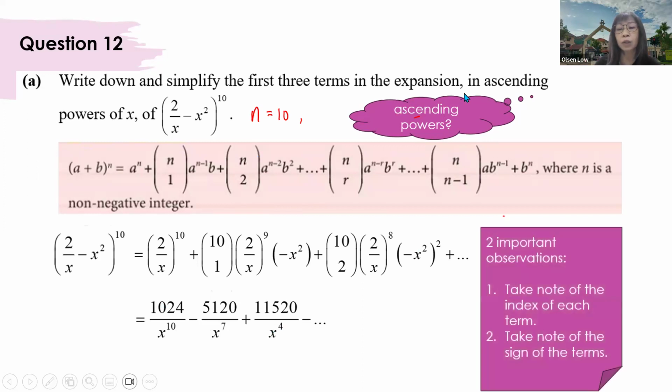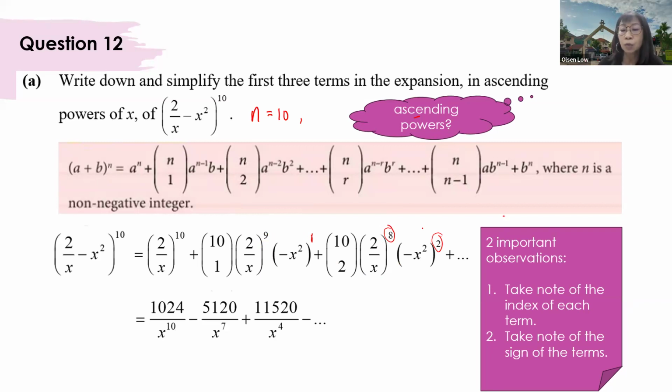Now, the other thing that will be helpful is that you make these 2 observations. If you take note of the index of each term, you will see that this term here is 10. The index for the A term here is 9, whereas for the B term here, the index is 1. You observe that 9 plus 1 gives you 10. Likewise, if you look at the third term, the index here is 8. So 8 plus 2 also gives you 10. By using this, it can help you to check your working and to see whether you're on the right track.